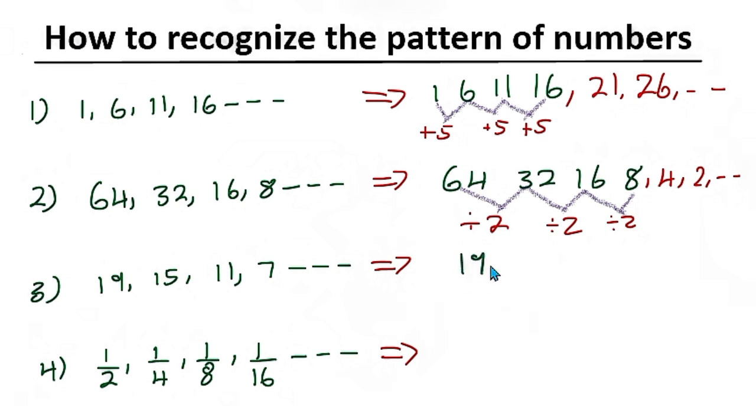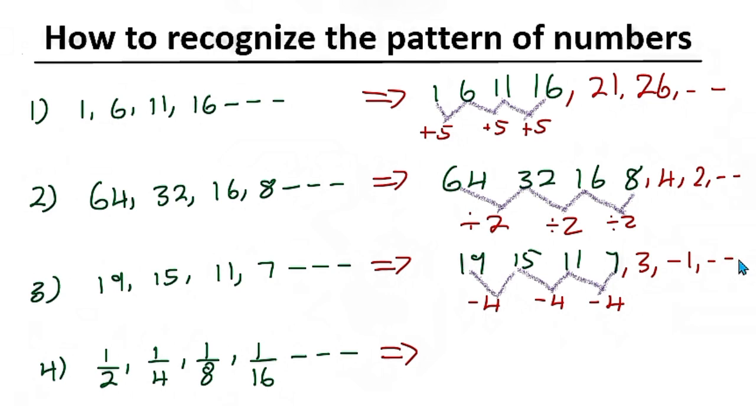This will be 19, 15, 11, 7. Okay, so let's try to work from 19 to 15, from 15 to 11, from 11 to 7. If you look at this, we see that 19 minus 4 will give us 15, and 15 minus 4 will give us 11. 11 minus 4 gives us 7. So the next two terms will be 7 minus 4 will give us 3, and 3 minus 4 will give us negative 1, and it goes on.